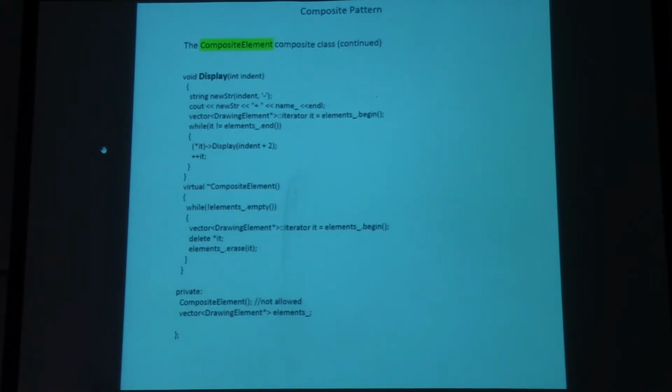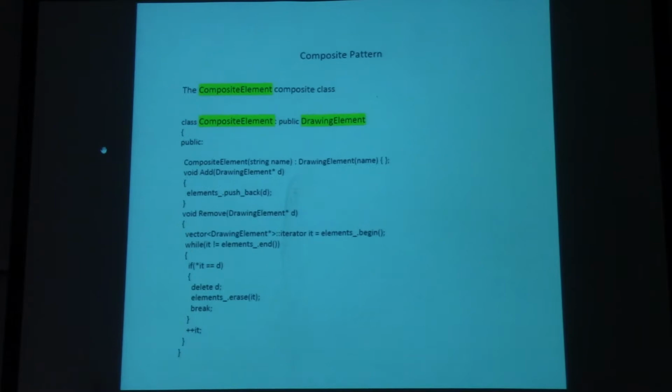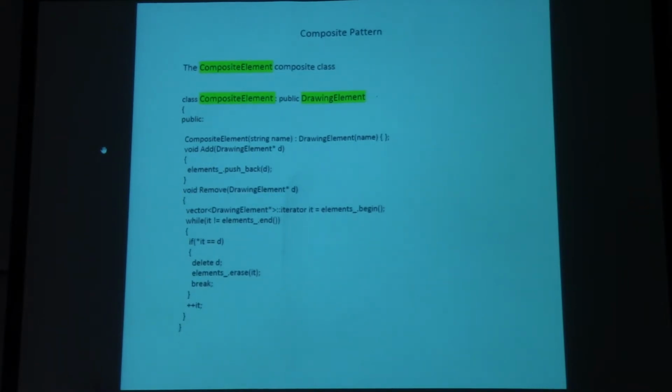Okay, so it's on the second page. So here I have a vector, which is a drawing element pointer. So basically, the vector will contain drawing element pointers. Okay, and so the composite element will be a vector of drawing elements, which could be any concrete class of drawing element class. Okay, so you can see to add, we're going to go to our element vector, and we're going to push into it a value which is a drawing element.